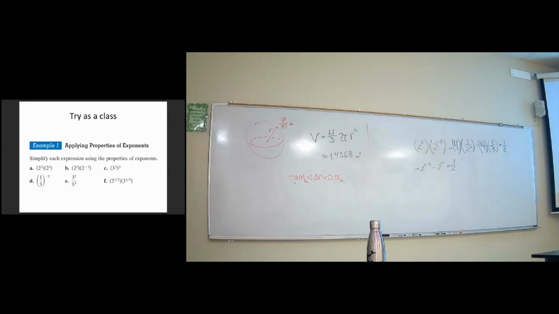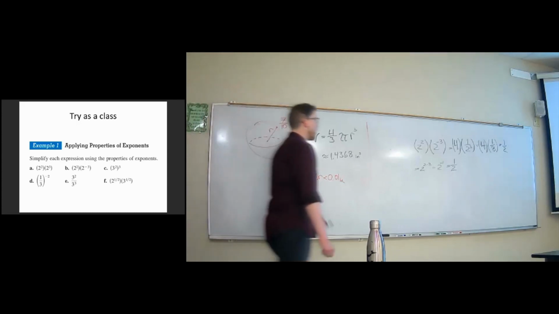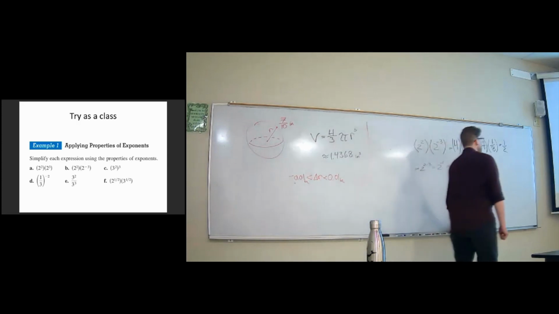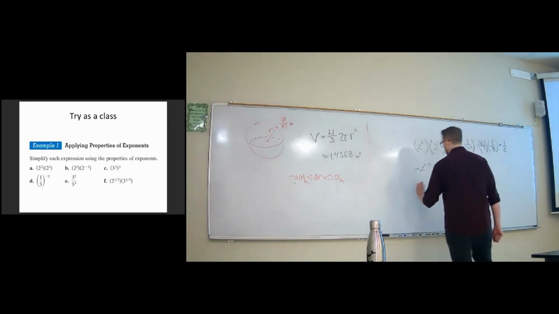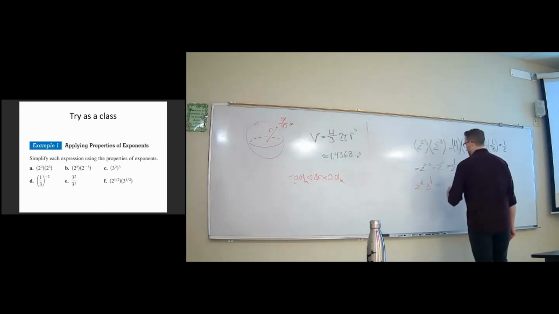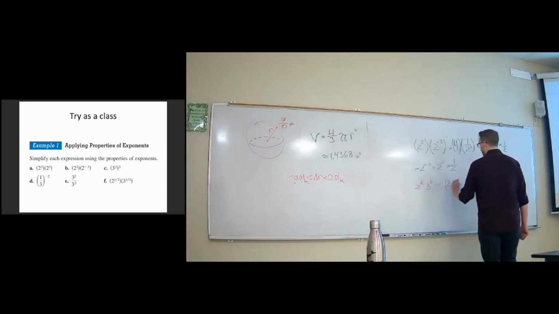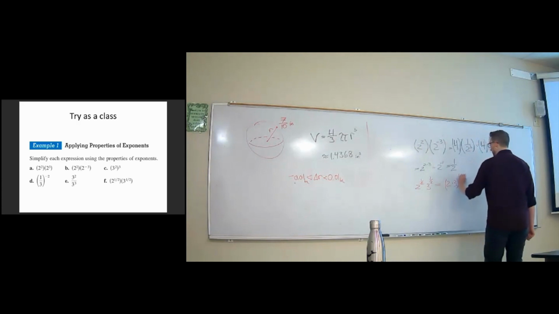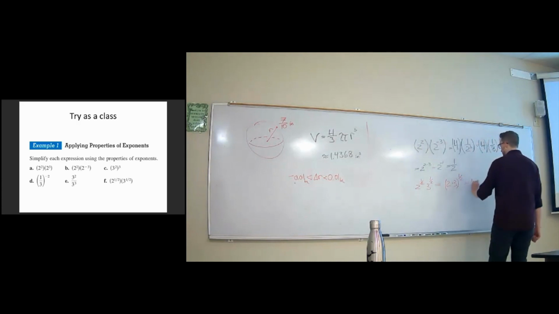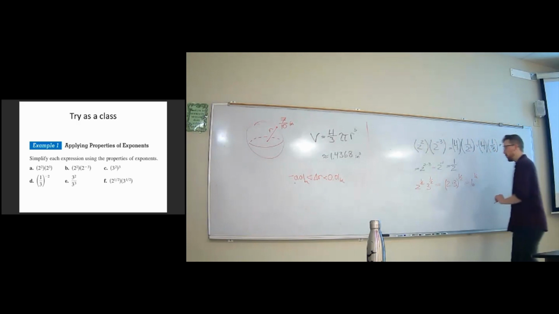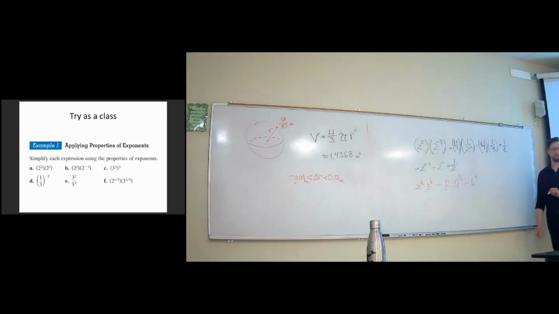Having said that, looking at this last example of f, 2 to the 1/2 times 3 to the 1/2 could be rewritten as 2 times 3 raised to the 1/2, or 6 raised to the 1/2. Or we could rewrite it in terms of radicals.